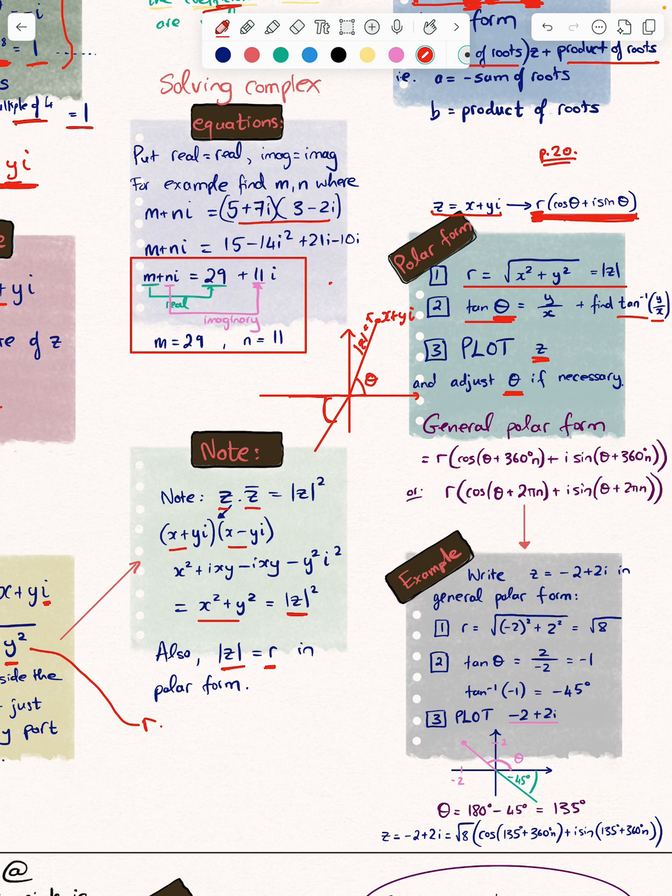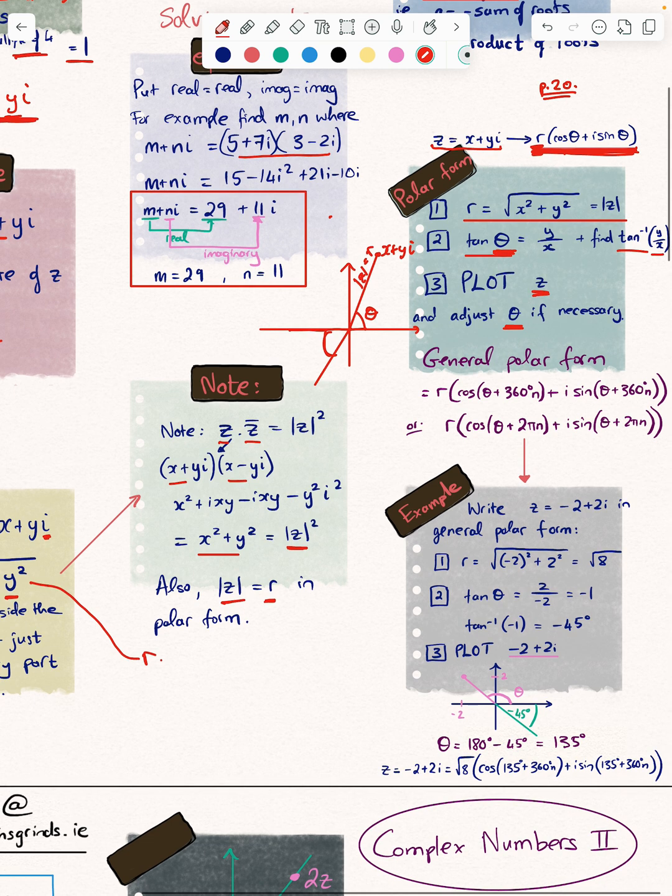For general polar form, which sometimes we will need, and I'll tell you when in a moment, it's r(cos theta plus i sin theta), adding your extra rotations, 360 degrees times n, or in radians 2 pi n.